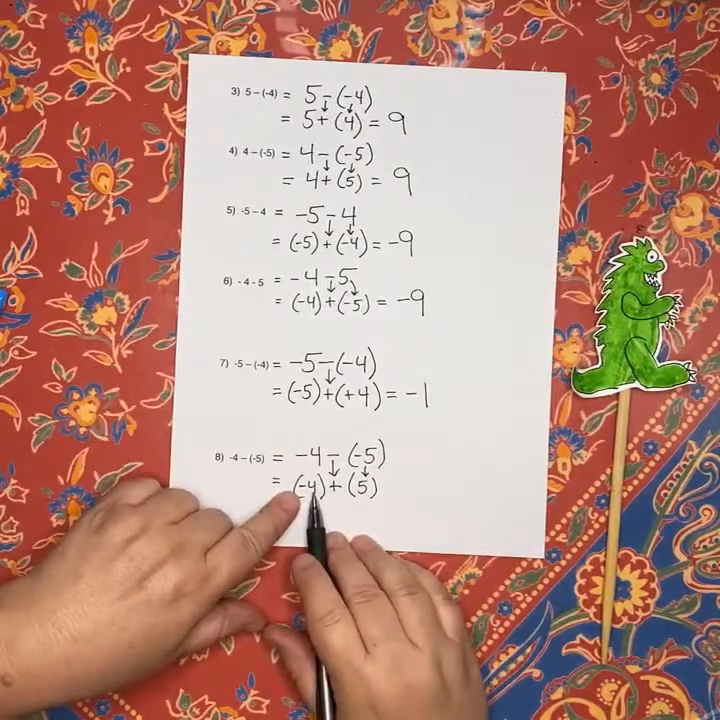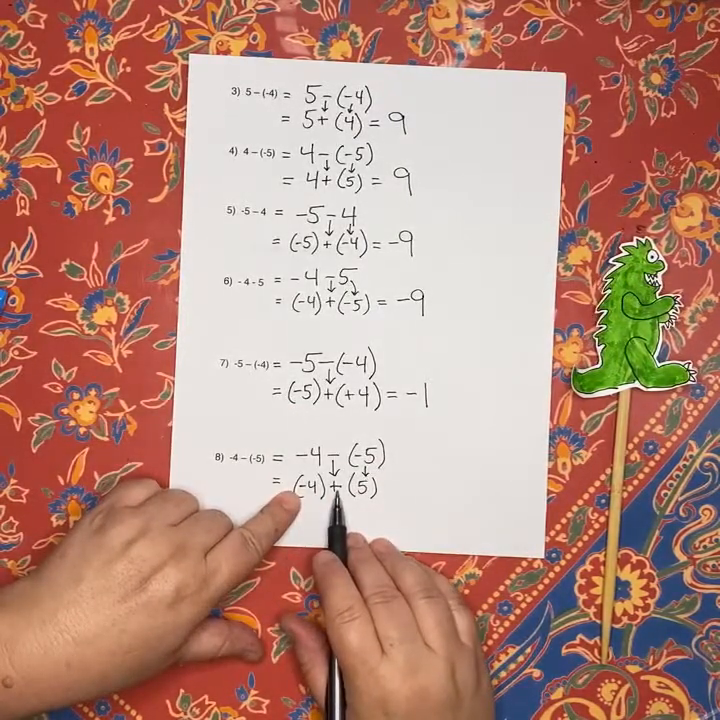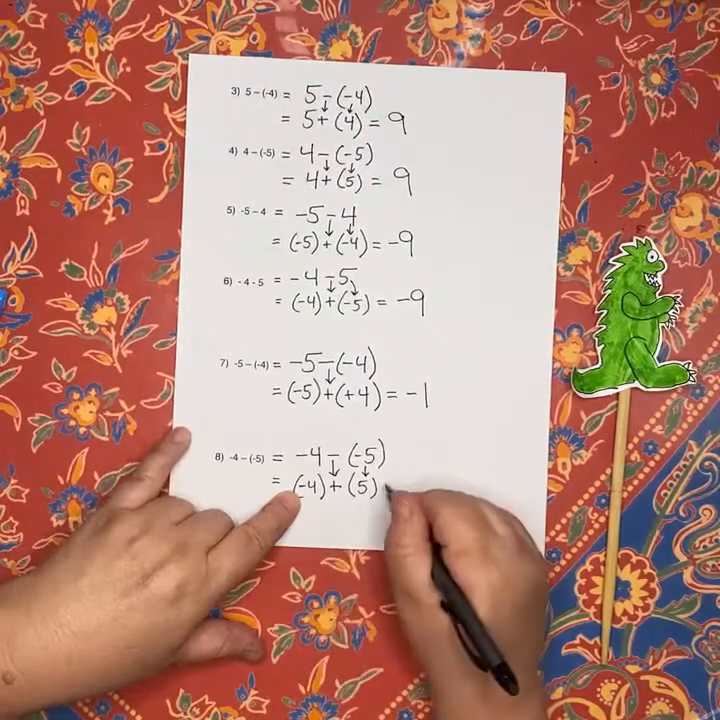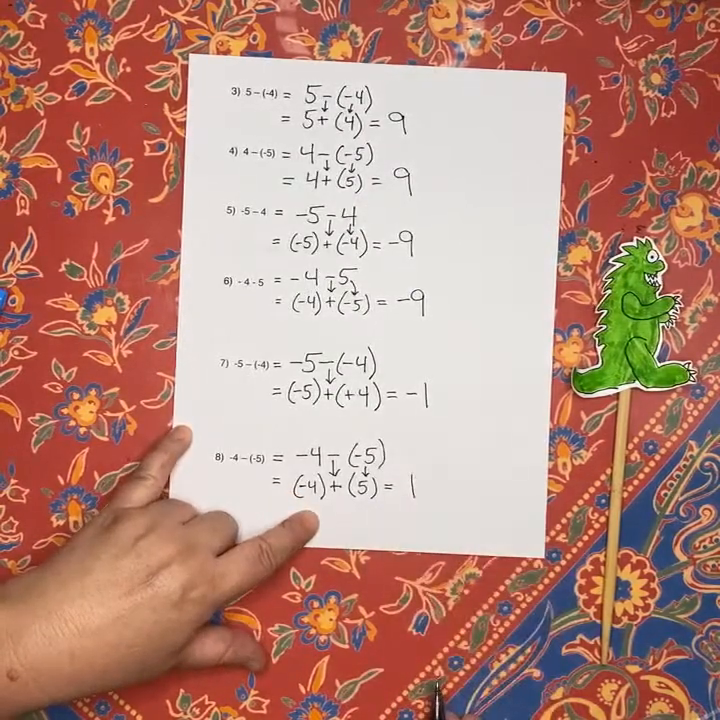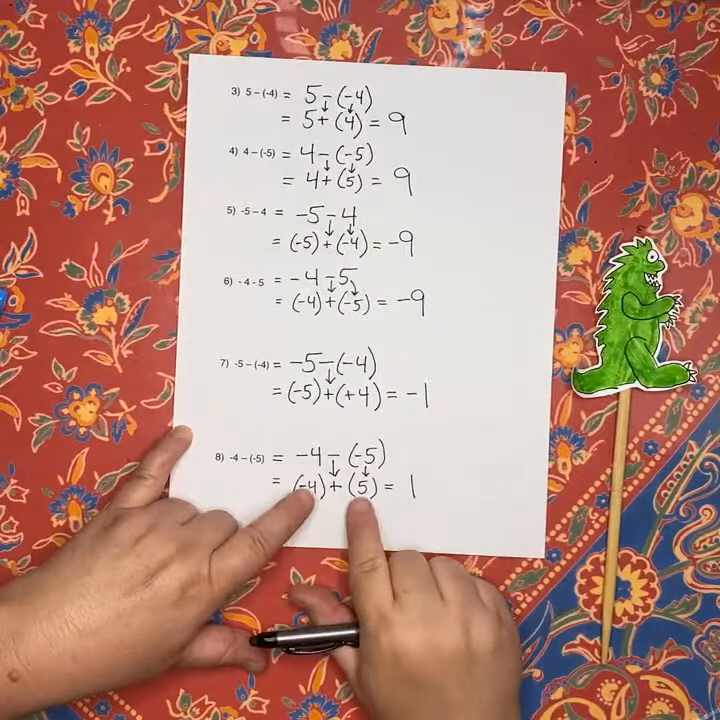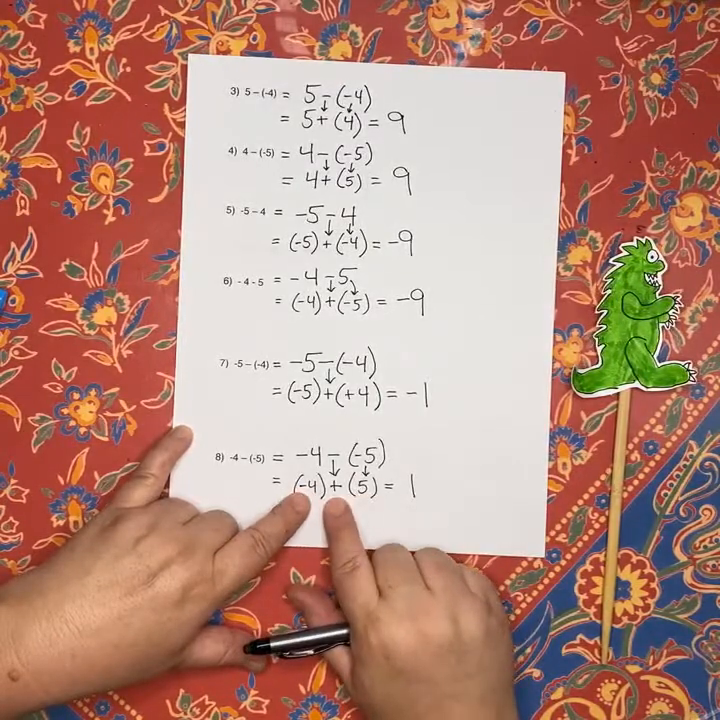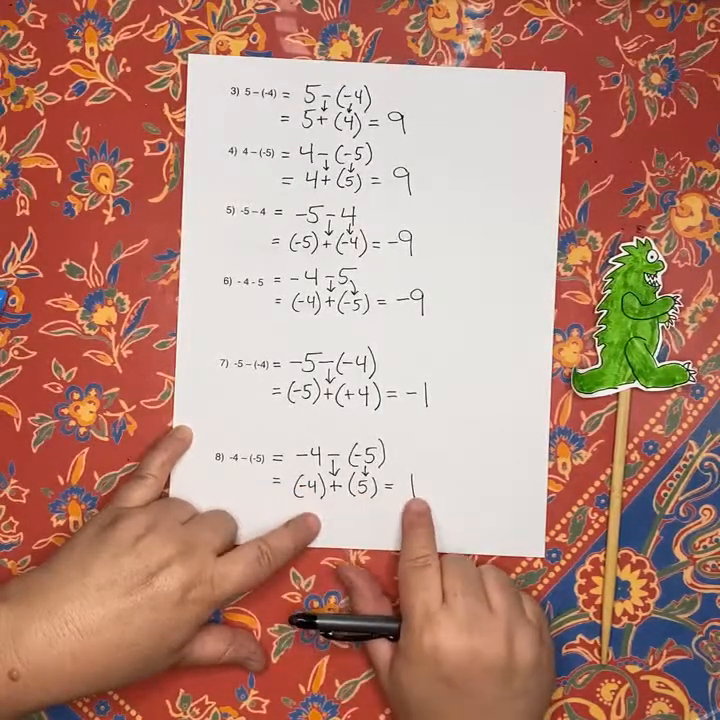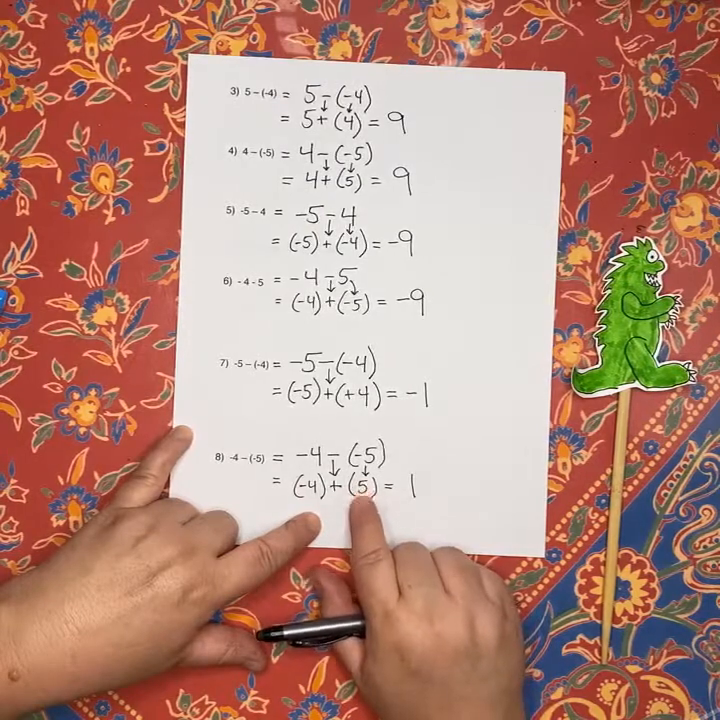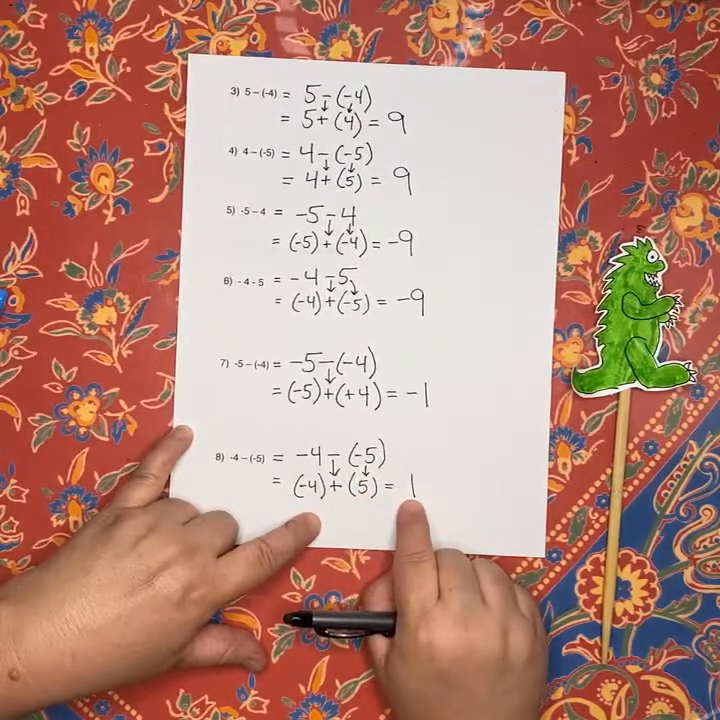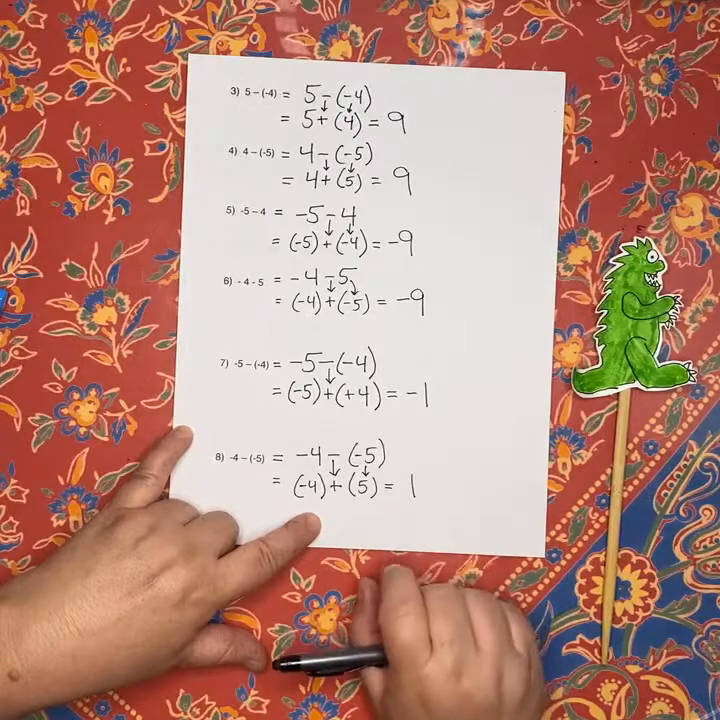I owed someone $4, and then I earned $5, so I could pay them back, and I had a whole dollar left over. Or they're opposite signs when I'm adding. So I take the difference, which is 1, and then I take the sign of the bigger number, which is a positive.